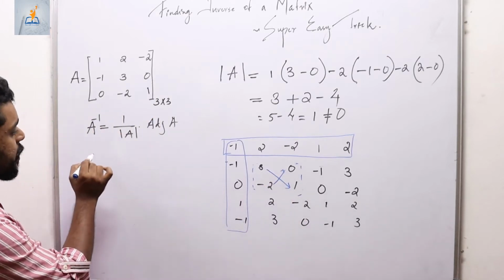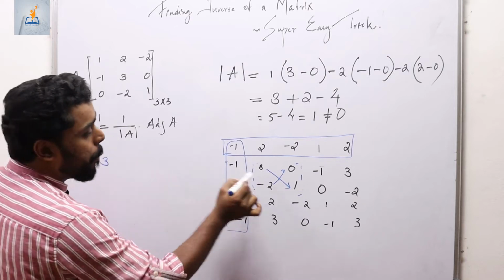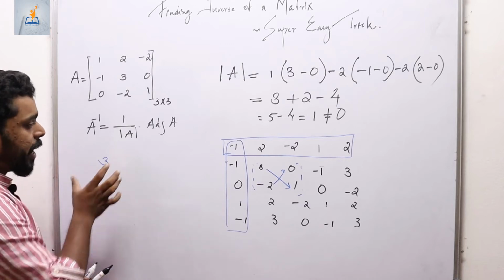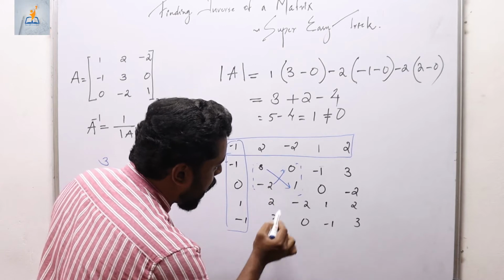Let me write that. It is equal to 3 into 1, which is 3, minus 0. So 3 will be the first number of the adjoint of that matrix. Again I am moving column wise. See, I am moving this column.